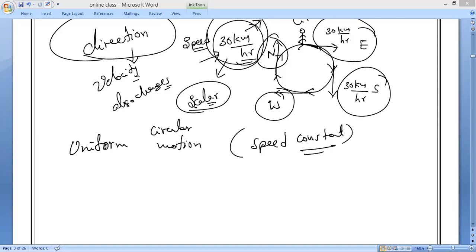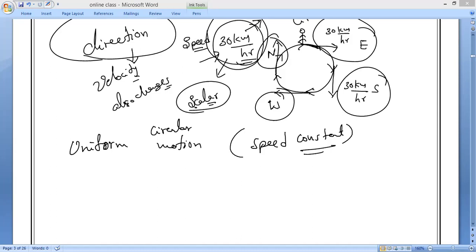Why? Please respond. Maybe it is uniform speed, but not uniform velocity. Why? Because the direction of motion is continuously changing. So that is why the velocity is not uniform, but the speed is uniform. Is it okay, guys?